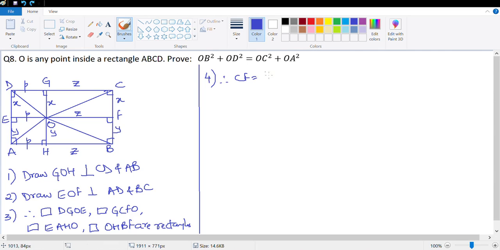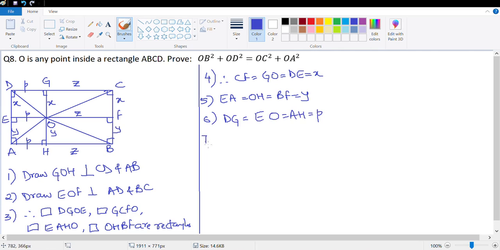So what we get is therefore CF is equal to GO is equal to DE is equal to X. Number 5, EA is equal to OH is equal to BF is equal to Y. Number 6, DG is equal to EO is equal to AH is equal to P. Number 7, GC is equal to OF is equal to BH is equal to Z. So we've introduced 4 variables.